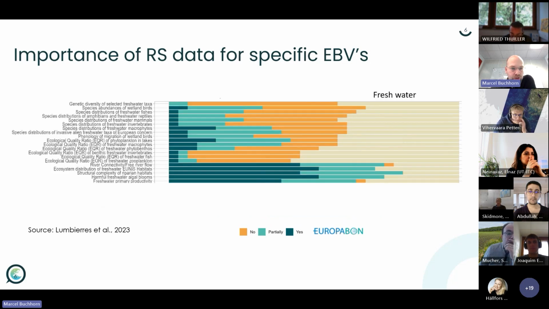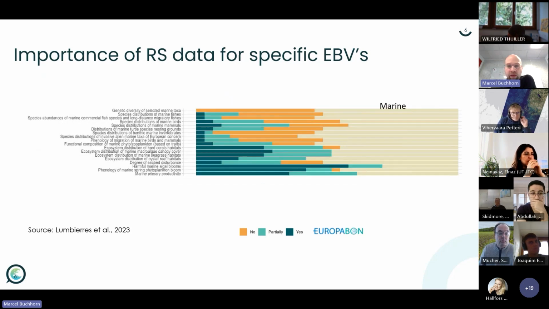If you look in fresh water, again here with remote sensing, mainly you can only see the top part of the vegetation. So mainly you go again with ecosystem distribution or structural complexity in riparian habitats. But there are way fewer possibilities to use remote sensing in fresh water. And in marine, we have even fewer possibilities because they are mainly for marine ecosystems. You can use remote sensing to detect algae bloom or phytoplankton productivity.